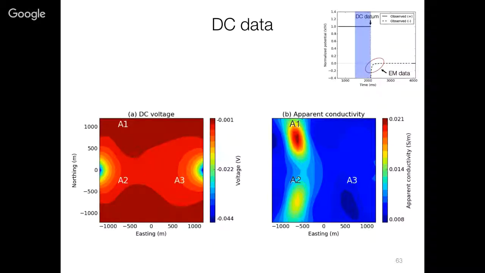And if you look at the DC data, here are the potentials. This is the absolute potentials. You can see this from the work that we had yesterday. They're very high at the electrodes, and then they decrease. So that doesn't tell you very much, but if you convert to apparent conductivity, you see there's a big conductor here, a smaller conductor here, and maybe that's even more because there's resistance.